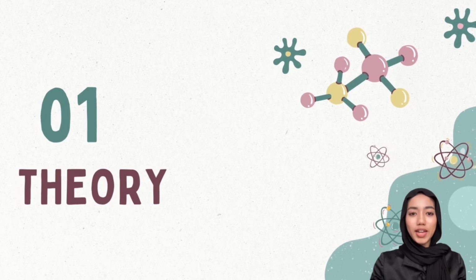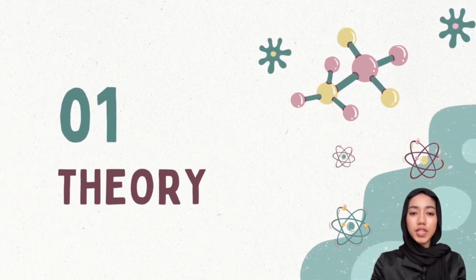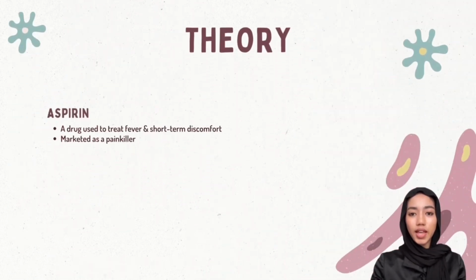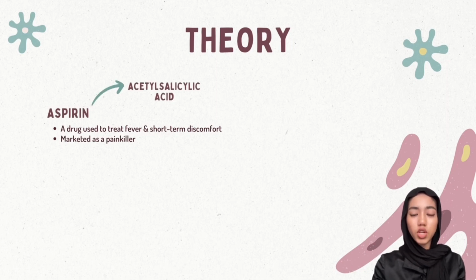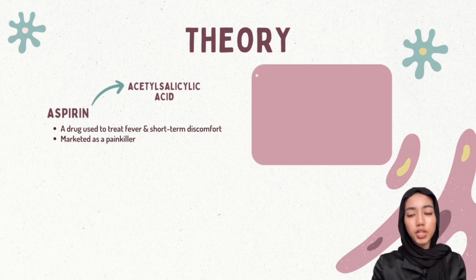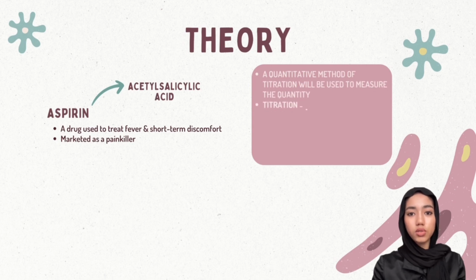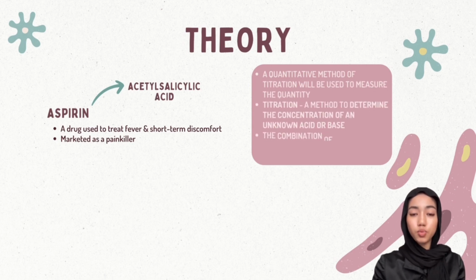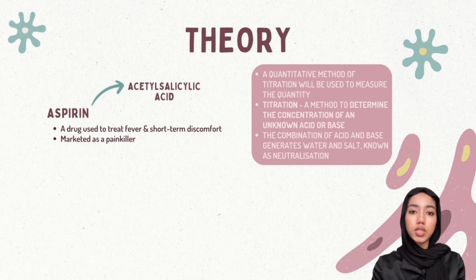Hi, I'm Batrisyia and I'll be explaining about the theory of this analysis. Acetylsalicylic acid, often known as aspirin, is a drug used to treat fever and short-term discomfort. It has been marketed as a painkiller for a variety of illnesses. Aspirin comes in various strengths according to how much acetylsalicylic acid is present. The quantitative method of titration will be used in this experiment to measure this quantity.